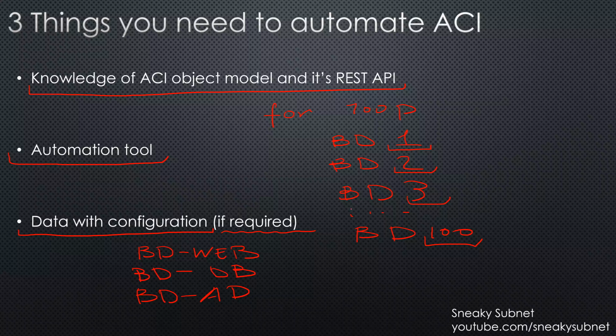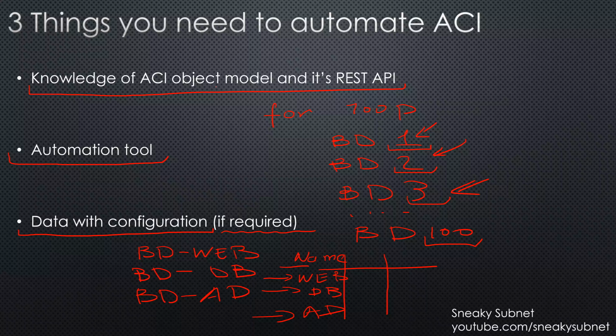In this particular case, probably you will create some kind of spreadsheet. You will create a column with name, and you will provide those names like web, db, ad. And instead of looping through numbers, you will loop over rows in your spreadsheet and derive information which you actually need from that spreadsheet, from that data.